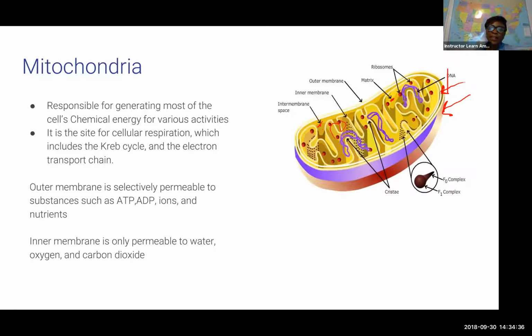And then we can see that the inner membrane is only permeable to water and gases such as oxygen and carbon dioxide. Oxygen is the gas that's needed for aerobic respiration. And we'll see that it will diffuse into the mitochondria to carry out cellular respiration. Carbon dioxide will be one of the byproducts, the waste that will move out of the mitochondria, which eventually will be removed from the body.